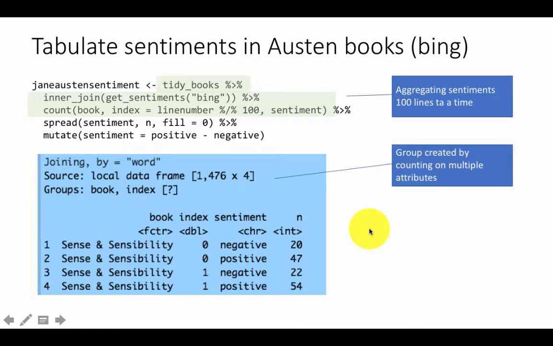The next thing we're going to do is notice here that negative and positive are both sitting in one column. What we want to do is take positive minus negative as the net sentiment for a particular index. In other words, in the first 100 lines, what is the result of positive sentiment minus negative sentiment, which is the overall sentiment. In order to do that, it will be convenient to spread this into two columns, keeping the negatives in one column and positives in the other, and then we can easily find the net by subtracting. That is why we are using the spread function to do this.